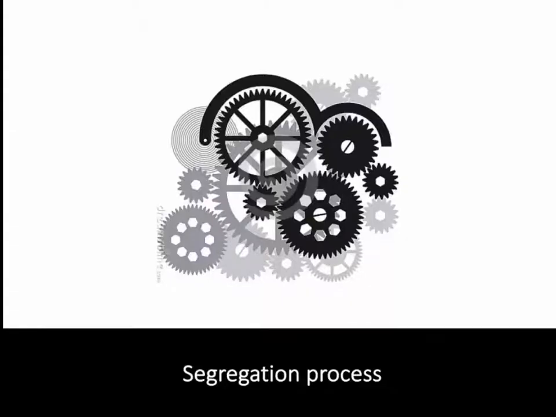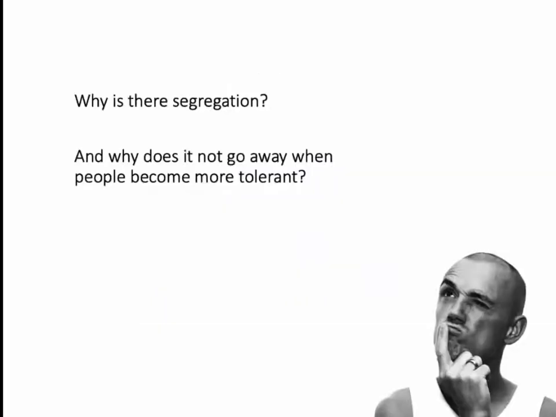So what do we take from this? Even 50, 60 years later, even though tolerance levels increased, people are more happy to live in diverse worlds, as soon as you take that bus out, it falls back. So what is going on? Why is there segregation, and why does it not go away when people become more tolerant? Or actually now you could also ask the question, why does it come back as soon as you take those buses out?